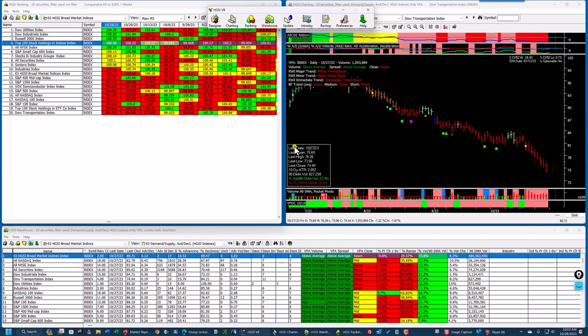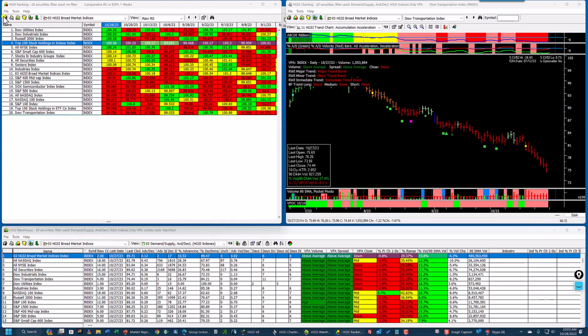Then I'm going to get into a discussion here of the markets, and I'm going to be using the HGSI market charts. But before I do that, I want to point out a couple of other things. All the indices have been updated as of Friday with the stocks that belong in the Nasdaq, the S&P 1500, 500, and so on. So everything is current.